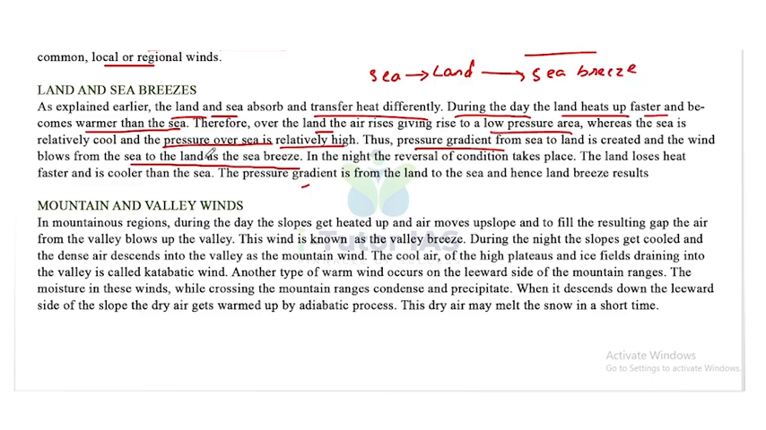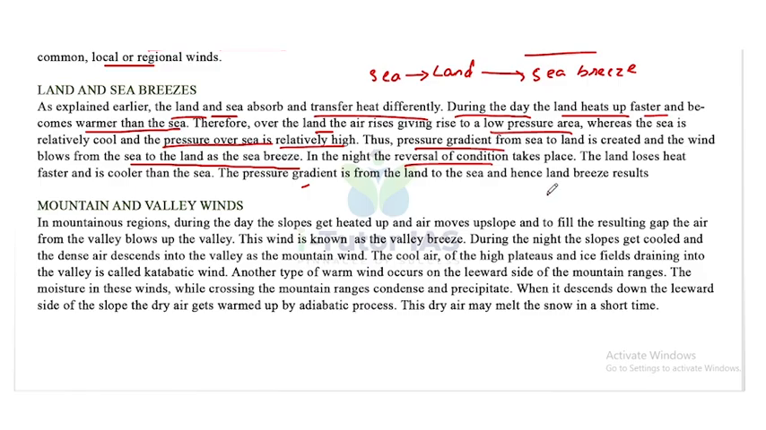Okay, the name given by where the winds start from. In the night the reversal of condition takes place. So that is what happens in night. The land cools suddenly. The land cools very easily, and what happened?